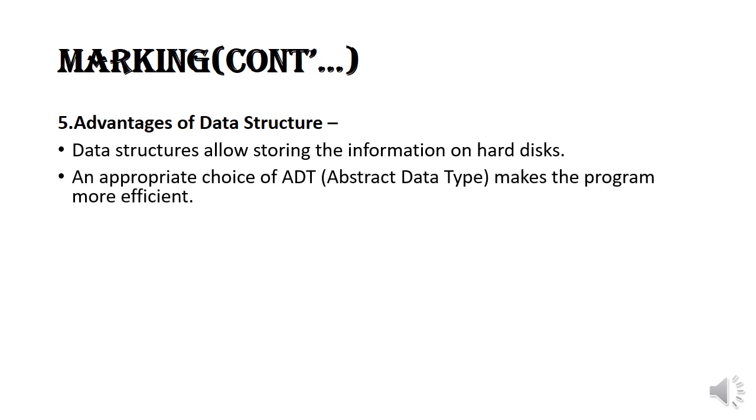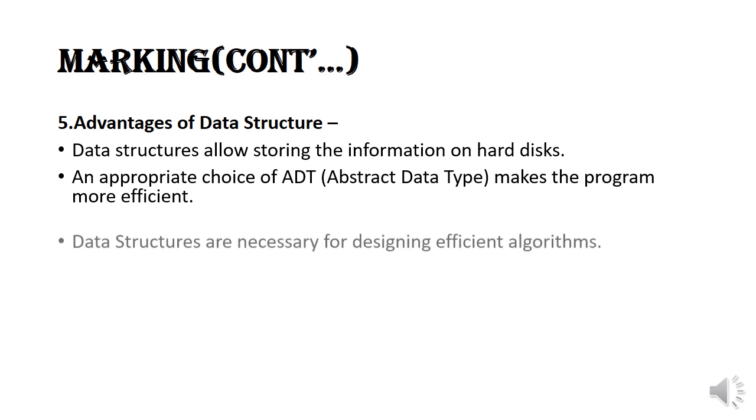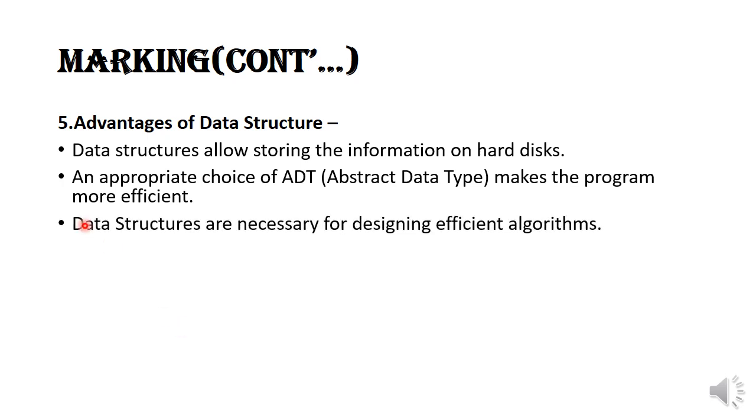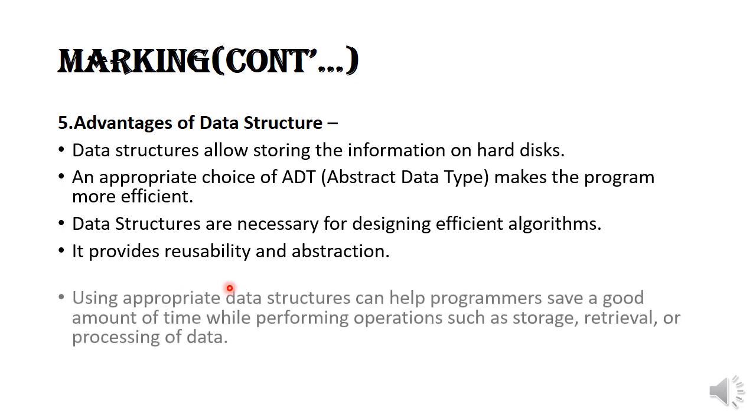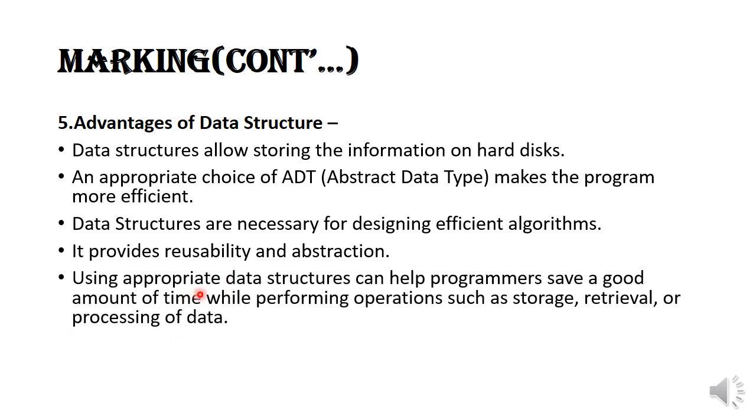Abstract data structures like queues and linked lists make programs more efficient. Data structures are necessary for designing efficient algorithms. Data structures provide reusability and abstraction. Using appropriate data structures can help a programmer save a good amount of time.